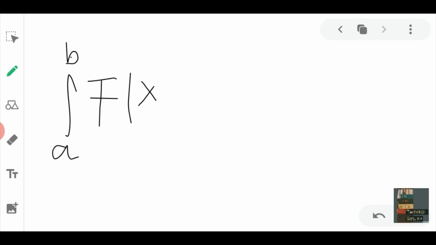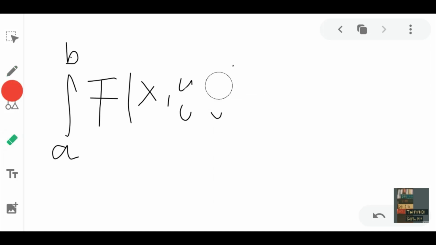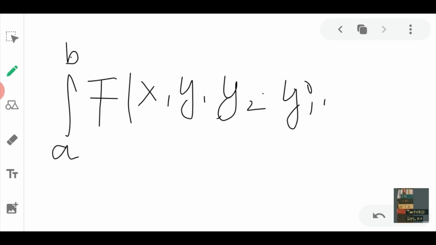So that is given by integral from a to b of F of x, y1 and then y2 and so on. We have y_i and we also have a dependence on first derivatives, y_i prime dx, and we use the subscript i, where i runs from 1 to n. So that functional depends on several functions and their first derivatives.